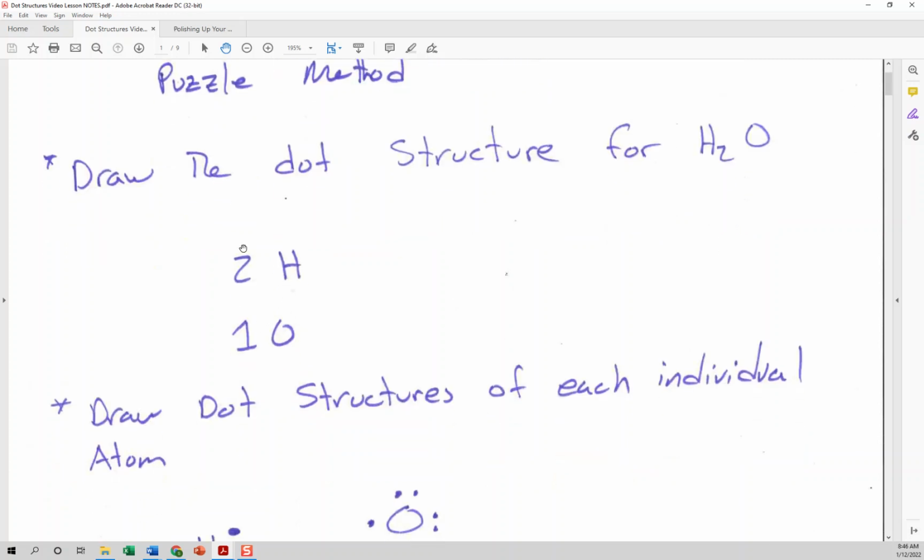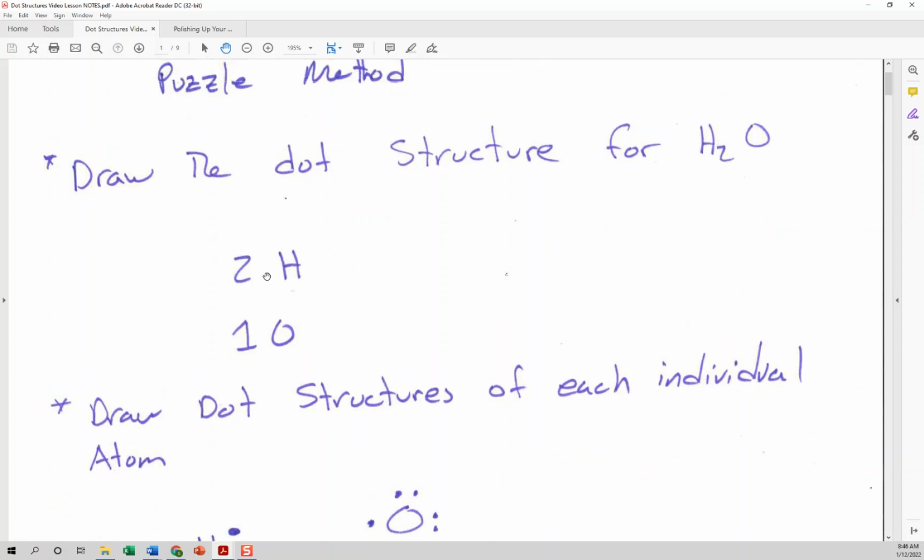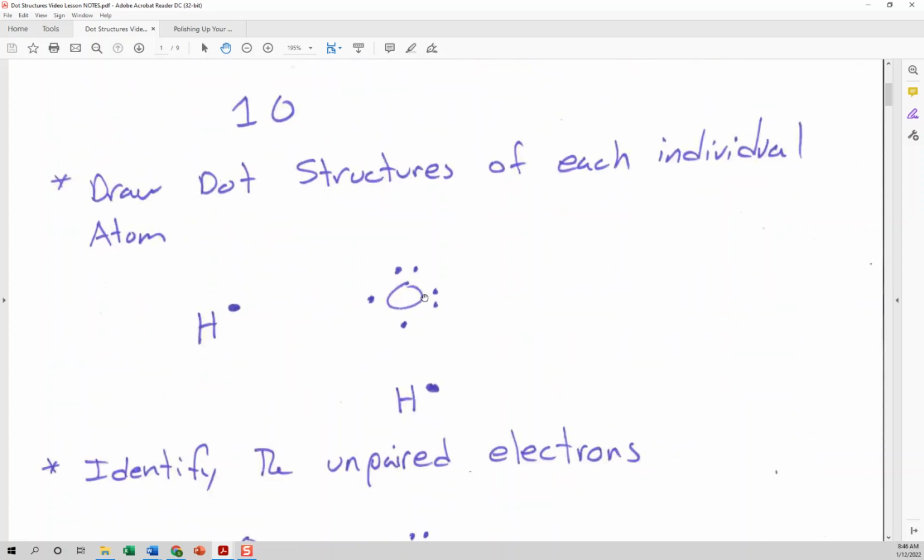And so if you're thinking about drawing a dot structure of this molecule using the puzzle piece method, what you want to do is draw the individual dot structures of each of these atoms. So we got 2 H's and we got 1 oxygen. So oxygen has 6 valence electrons, so 6 dots in its dot structure. And hydrogen has 1 valence electron, so 1 dot. All right, so here's one of my puzzle pieces. Here are my other 2 puzzle pieces.